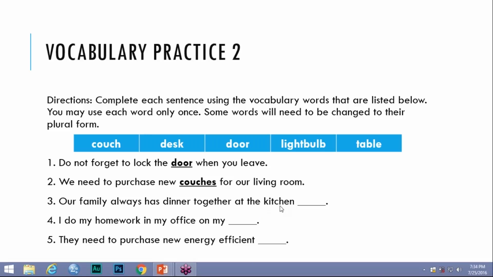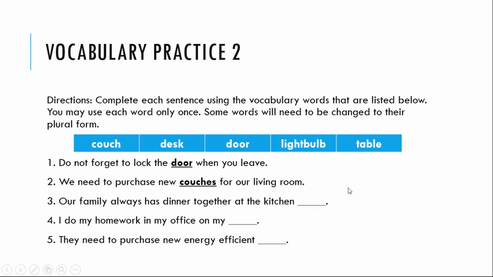Very good. Number four, I do my homework in my office on my where? Where do I do my homework? On my, good, good. So I saw a lot, good. Willard, I saw the answer. Mariana, thank you. Katia, thank you. Luz, thank you. Great. Desk. Desk is correct. Desk. So to me, I see you know the difference between table and desk, which is great. Table, kitchen. Desk, office. Very good. All right.